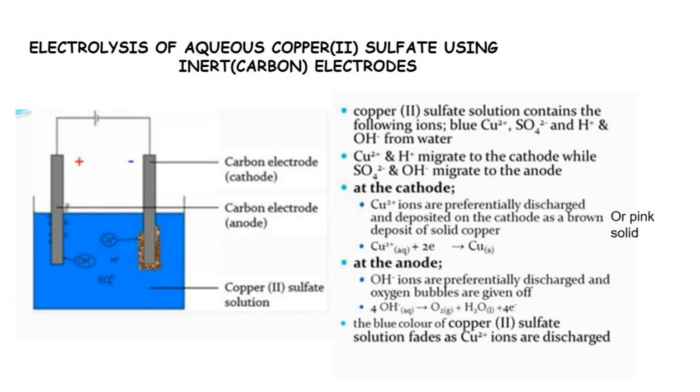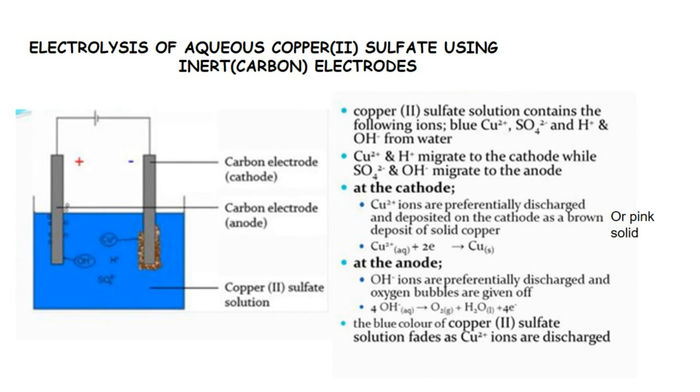Next we will see electrolysis of aqueous copper sulfate using inert electrodes. We select the inert electrode as carbon. So here the electrolyte is copper 2 sulfate solution. The ions present will be copper 2 plus ion, sulfate 2 minus ion, and then since the solution is aqueous, you get the ions from water, H plus and OH minus, also.